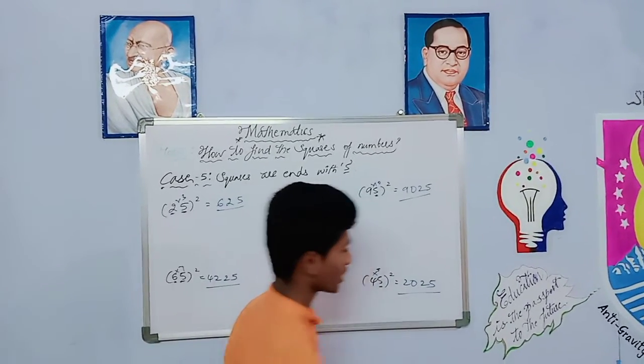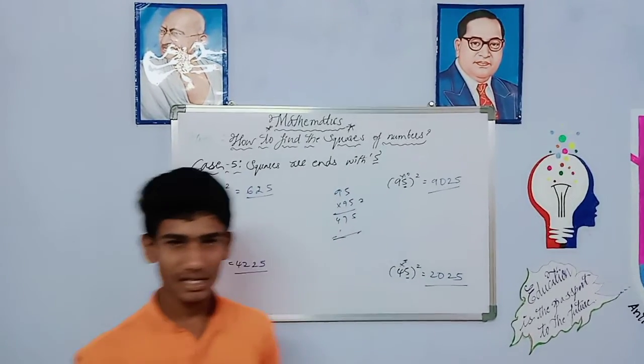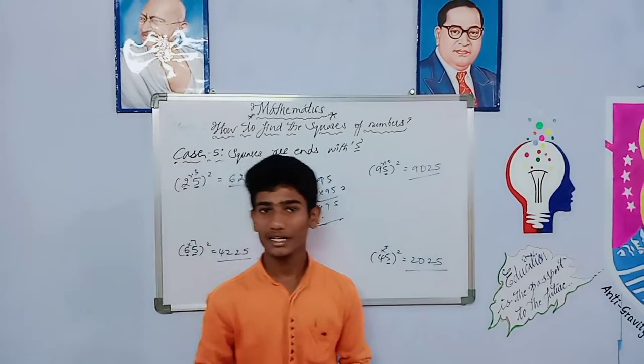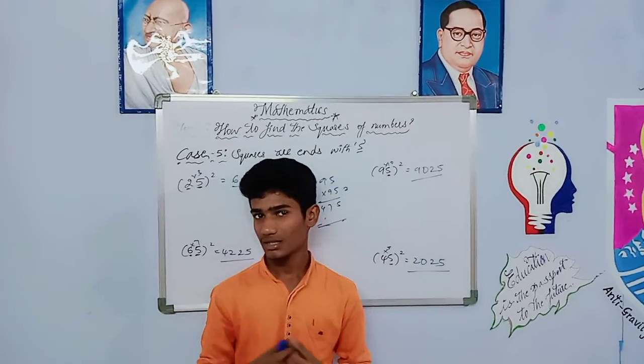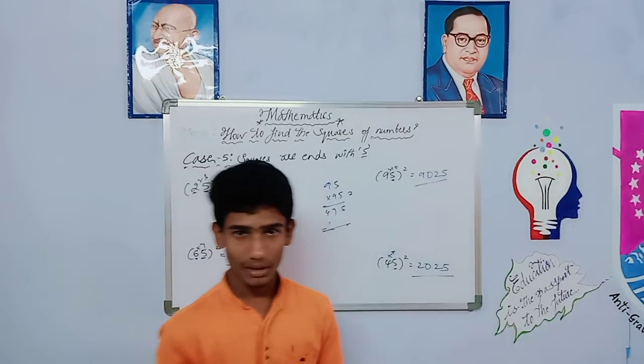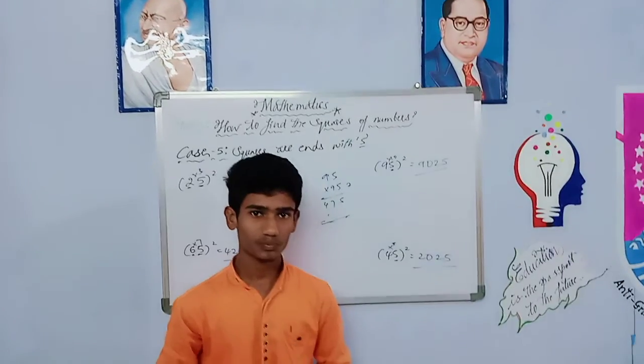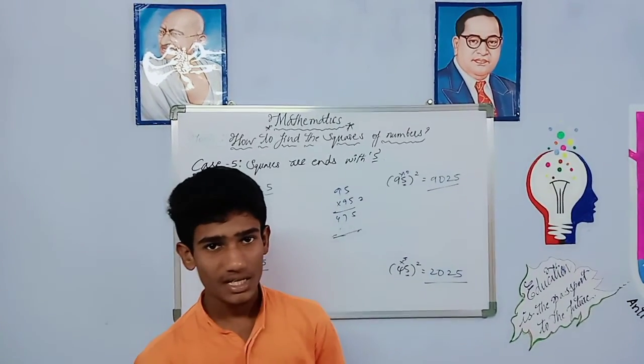Okay, we have learnt the 5 cases: starting with 1, ending with 1, same numbers, different numbers, and ending with 5. These tricks are useful for squares below 100.